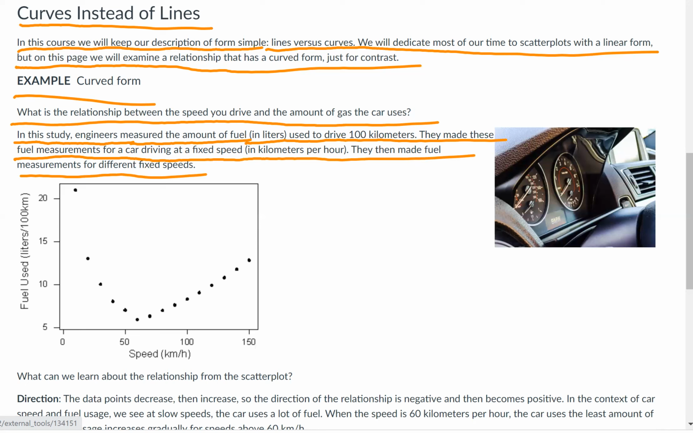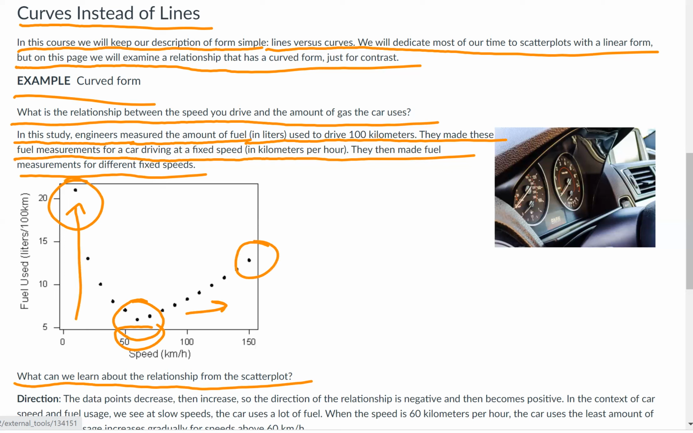So looking at that graph, what can we learn about the relationship from the scatter plot? It looks like the lowest point is down here. So you should drive a little bit over 50, maybe 60 miles an hour, to get the best fuel economy. You use a lot of fuel to go very slow, and then you're using more and more fuel as you go to higher speeds than 60, from 70 and on to 150.